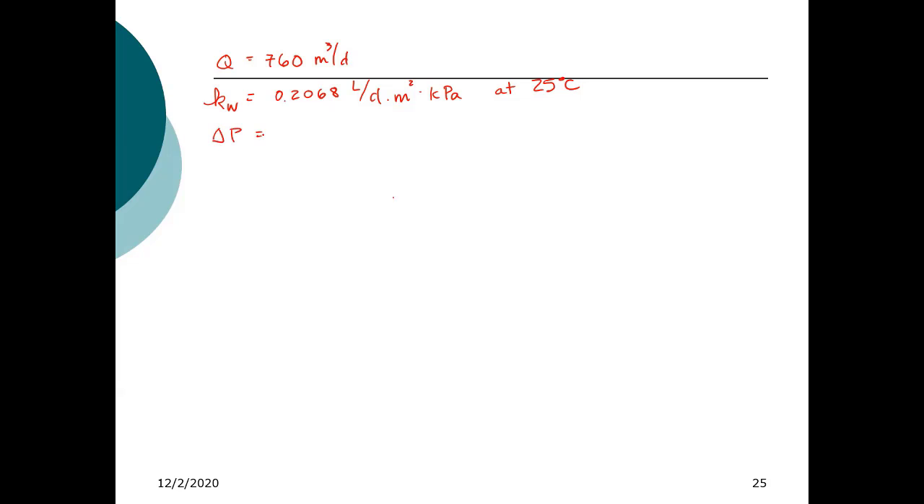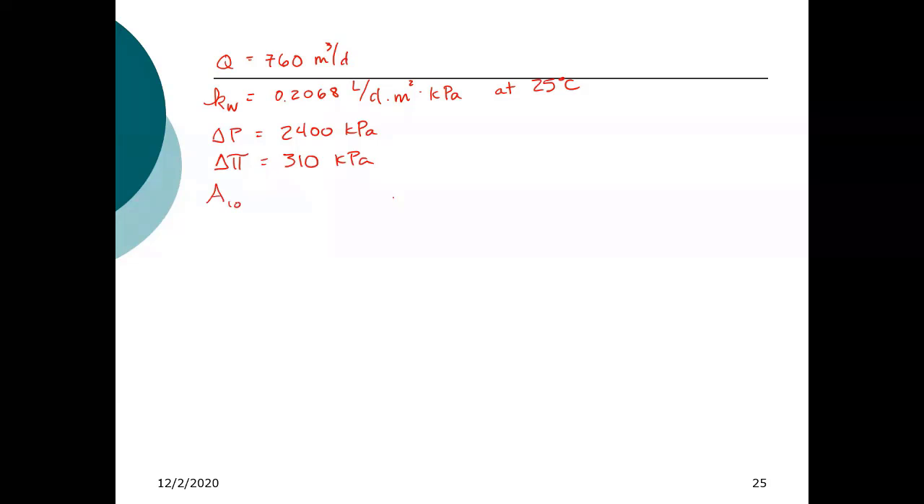Our transmembrane pressure is 2,400 kilopascals. The change in osmotic pressure was stated to be 310 kilopascals, and the lowest water operating temperature was 10 degrees. And we said that we were told by the manufacturer that the area required at 10 degrees is 58% greater than that at 25 degrees.